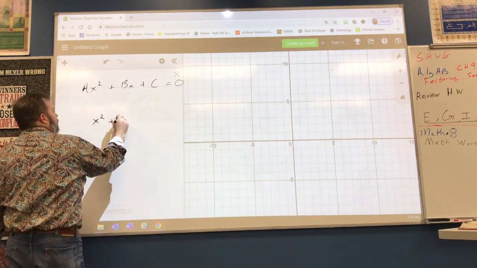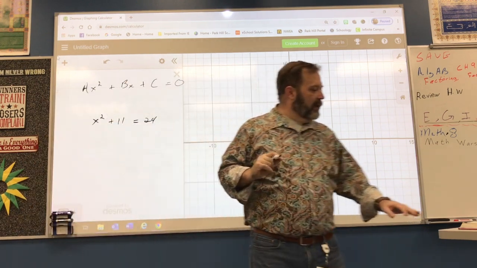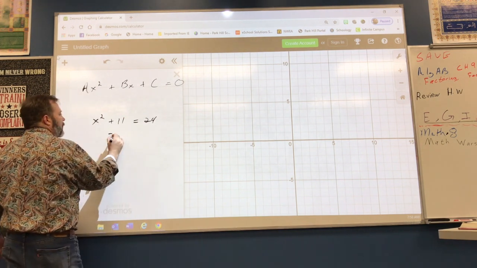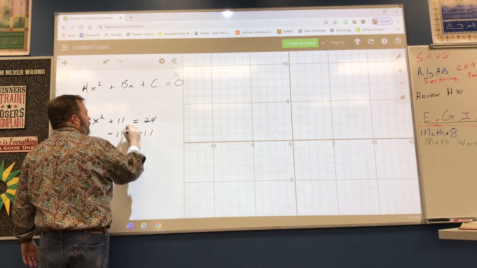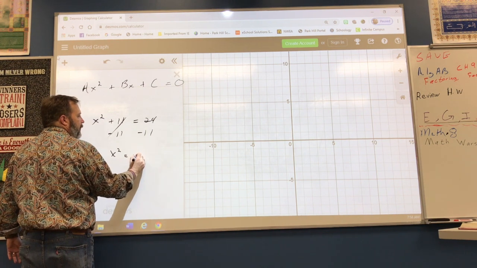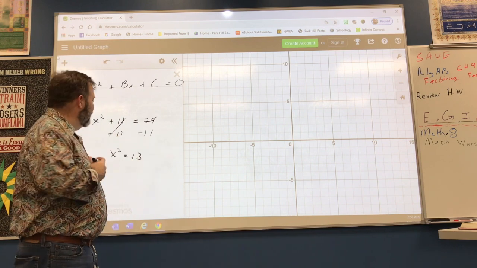x squared plus 11 equals 24. All right, I'll make sure I've got that one set. Perfect. Now I'm going to subtract 11 from both sides. x squared equals 13. Wow, that's not a perfect square. That doesn't help us much.